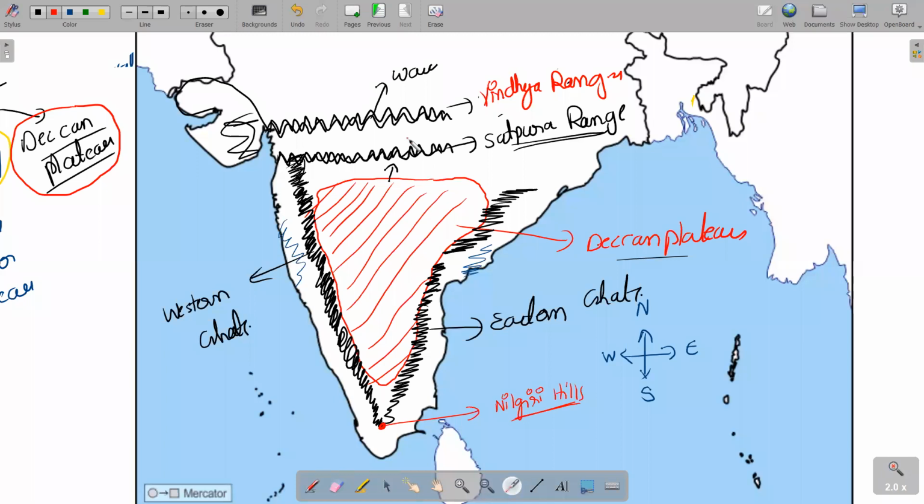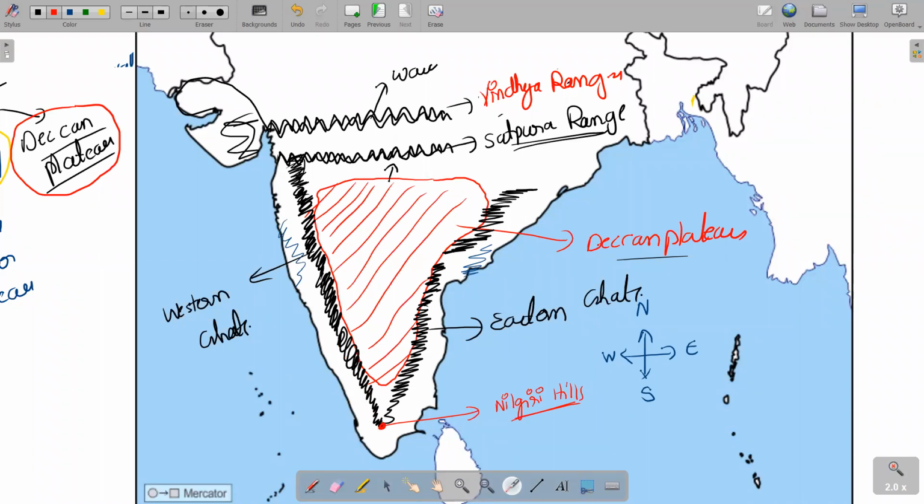So one is the Western Ghats and the other one is the Eastern Ghats. First of all, you need to find out your Deccan Plateau. If the Deccan Plateau is asked in an exam, you have to draw this entire location and write it as the Deccan Plateau. The west side of the Deccan Plateau is called the Western Ghats.